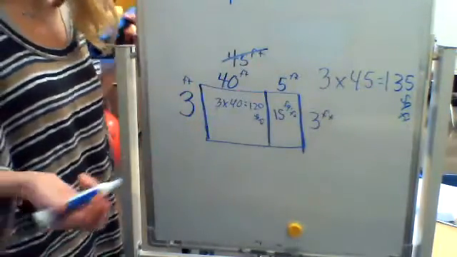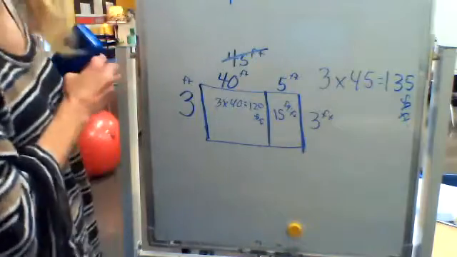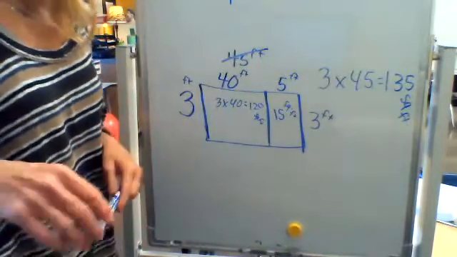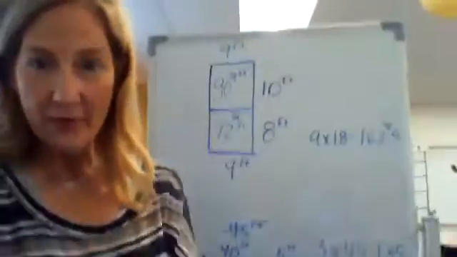So we'll be breaking our double-digit factors apart and creating area models. And you can be thinking about the store each time you do it, but we're really just making an area model that goes along with the problem. So have fun doing that.